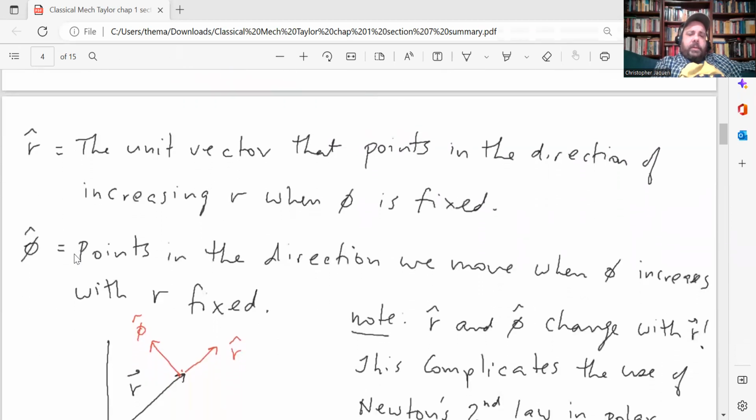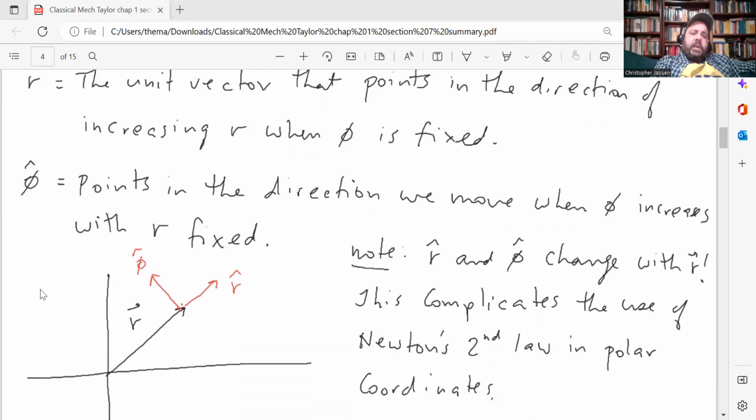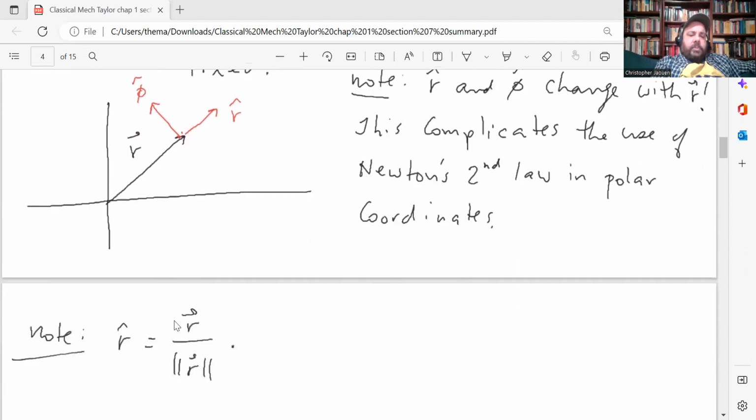All right, and then here we make the definition of r hat and phi hat. So r hat is the unit vector that points in the direction of increasing r when phi is fixed. And again, I have that drawn in the picture here. So if r is the position vector, then the red vector that I have here pointing in the same direction as r is the unit vector r hat. So it has length 1 and it points in the same direction as r. And just to make a note, r hat is particularly easy to find if you know what the position vector is, because you just take the position vector and divide by its norm, or its length, and that gives you the unit vector in the direction of increasing r.